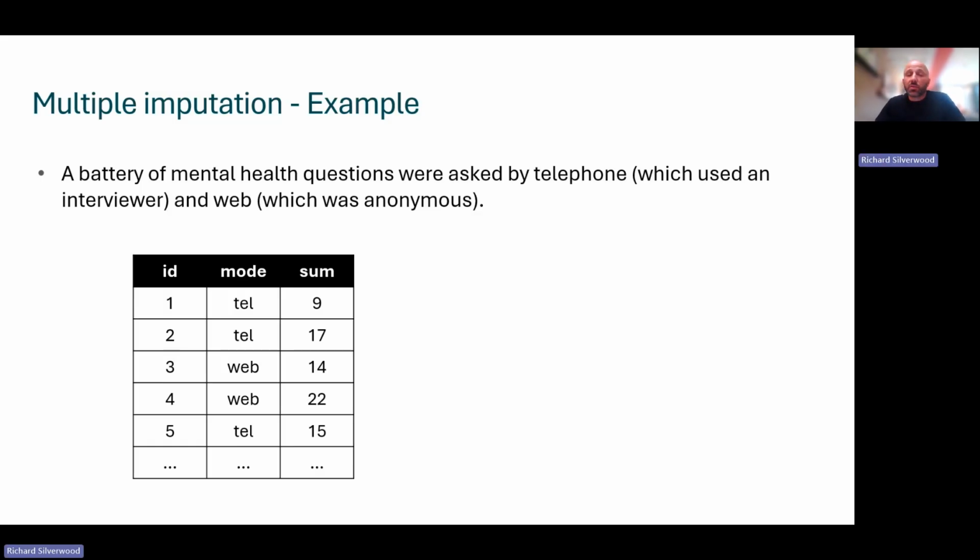So the table on this slide shows the first 5 rows, the data for the first 5 individuals in a hypothetical data set. So there's 3 variables here. The first is an ID variable. The second is a mode variable indicating whether this individual responded by telephone or by web. And the third is the sum score from this battery of mental health questions, taking a value on a continuous scale.